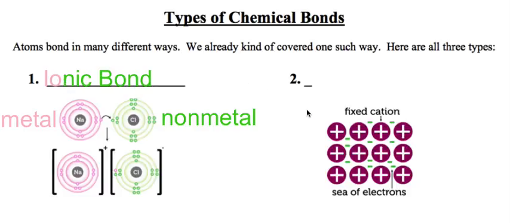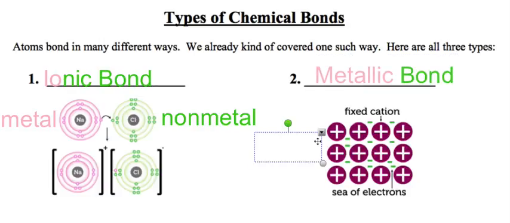Now, on number 2, you can't necessarily see which elements these are, but let's say they are sodium, and this is the nucleus of a sodium. And it is surrounded by the electrons on the outer edge. It's kind of neat about this kind of bond, and it actually is called a metallic bond.